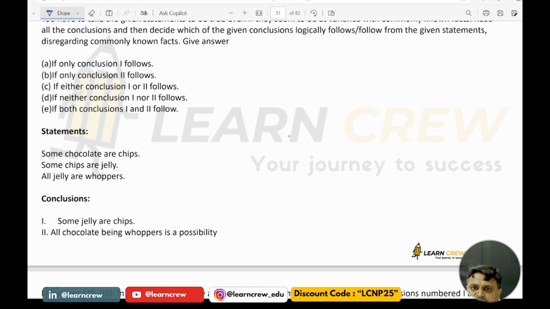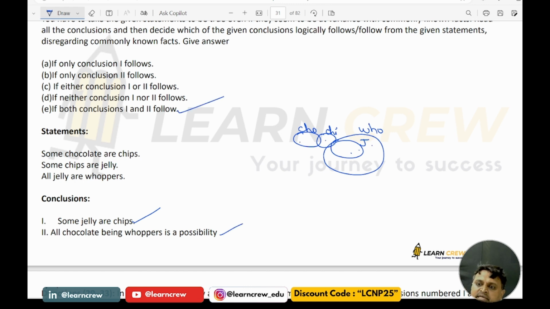Then the second one. Some chocolate are chips. Some chips are jelly. All jelly are vapors. So some jelly are chips. Some chips are jelly, so some jelly are chips is right. All chocolates being vapors is a possibility. It is also correct. So both 1 and 2 are correct.